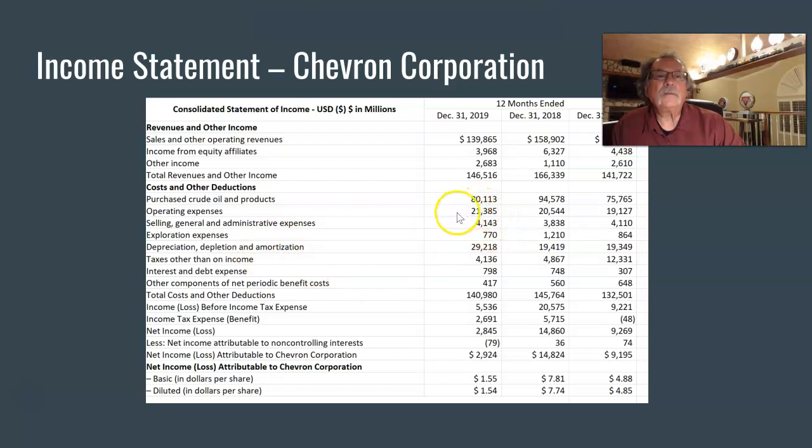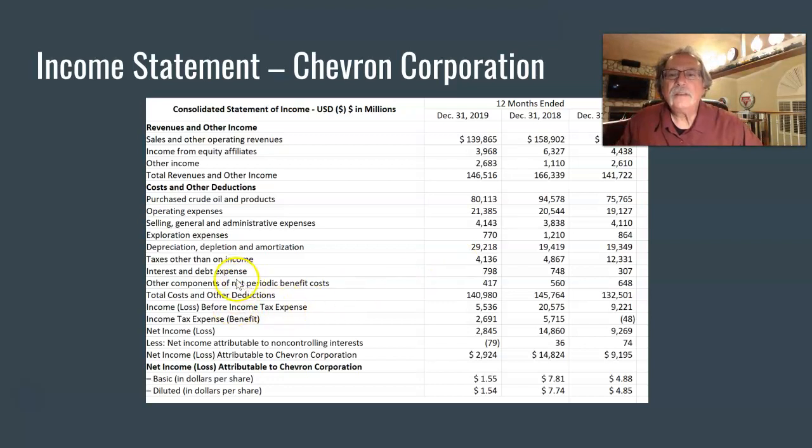But I think the point here is if you look at the $100 million, or $100 billion, I'm sorry, versus the $146 billion, it's the order of magnitude. So those are the most important numbers in the income statement. And then we'll talk about depreciation and depletion. That's basically how they recover their investments. And we'll talk about it later, but that's included in the deduction from income.